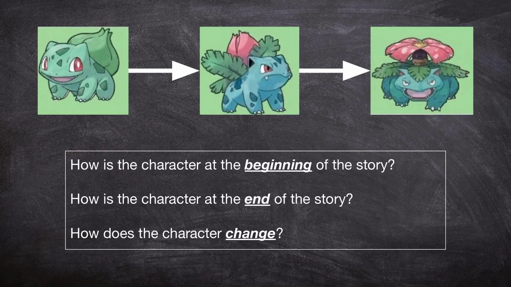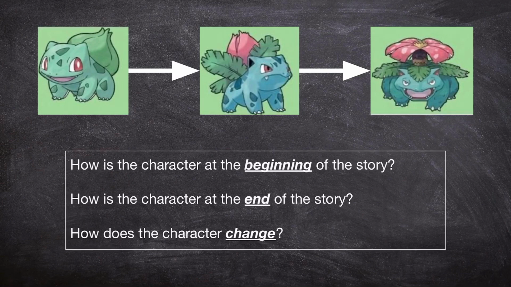In the first picture, I can see that the Bulbasaur has a green bud on its back, but the flower is nowhere close to blooming. But by the end, the Venusaur has a fully bloomed pink flower on its back. So that brings me to my third question. How does the character change? So the character changed by not having any flower at the beginning to having a flower at the end. So at the beginning, the Bulbasaur was entirely green, but by the end, it has a pink flower on its back.